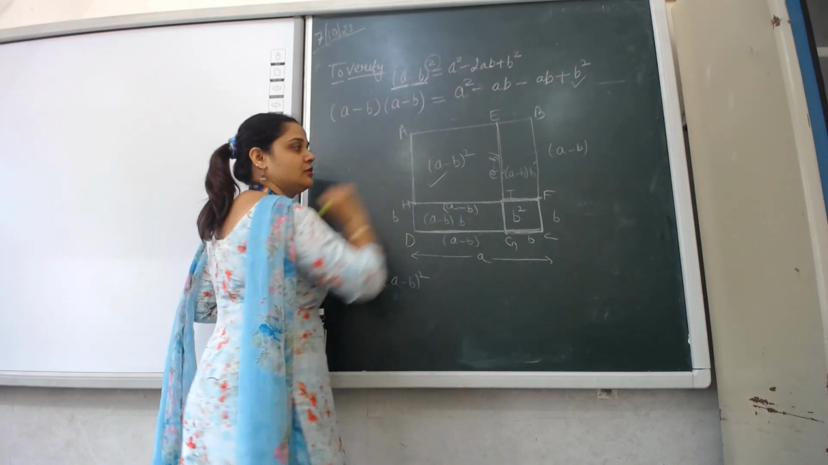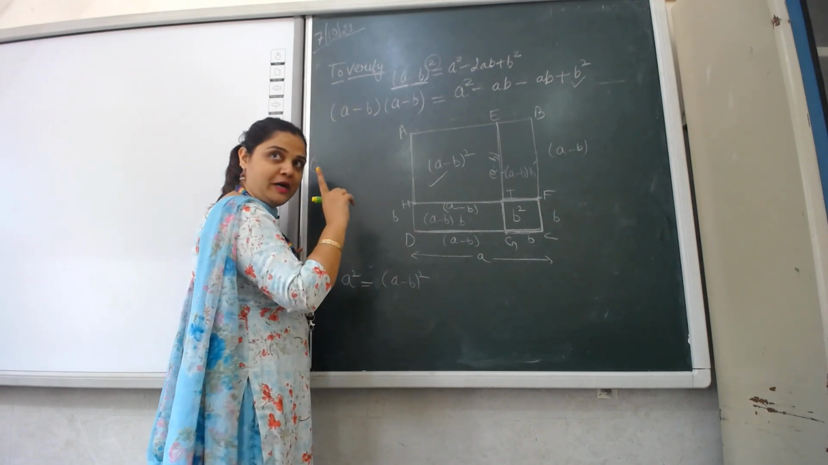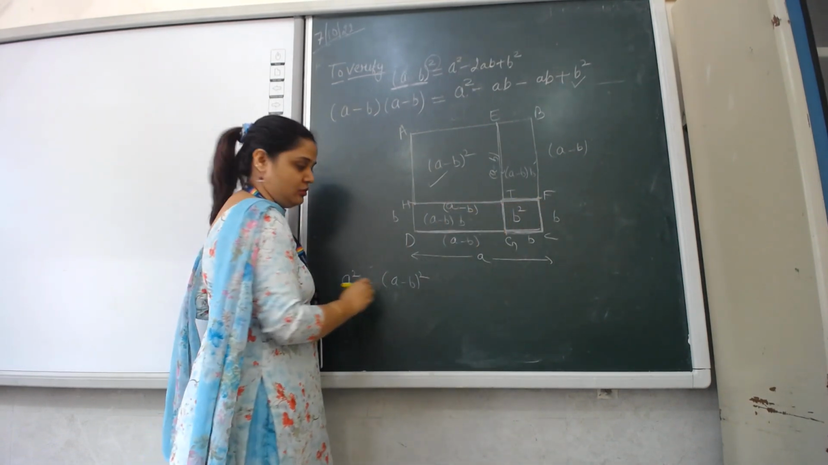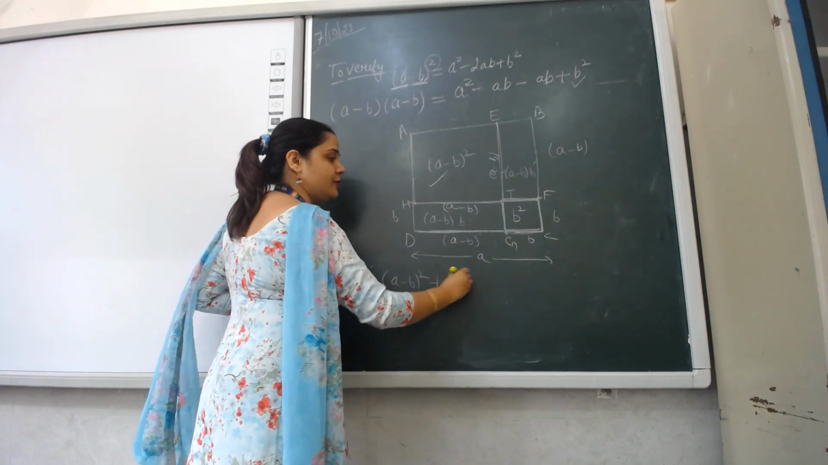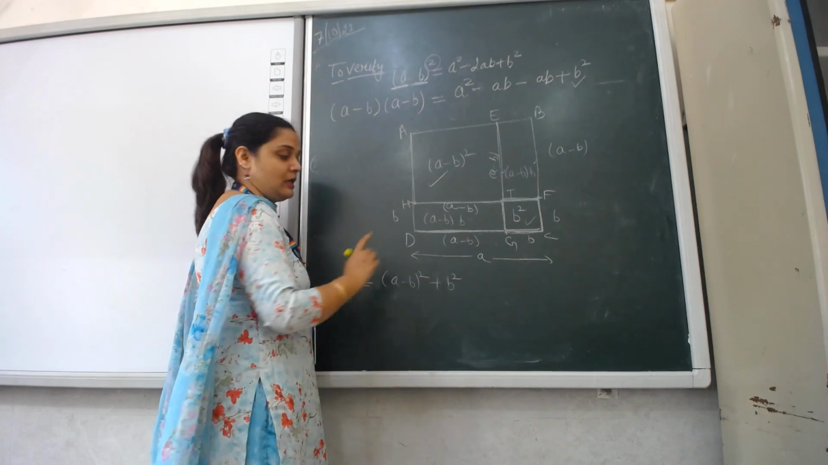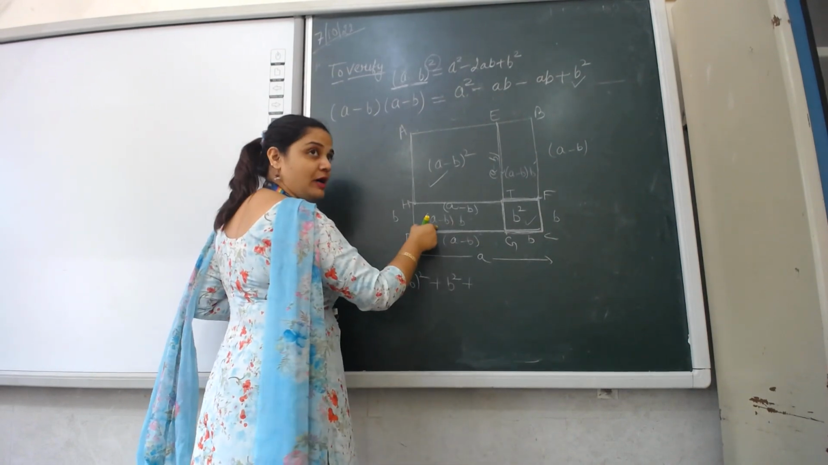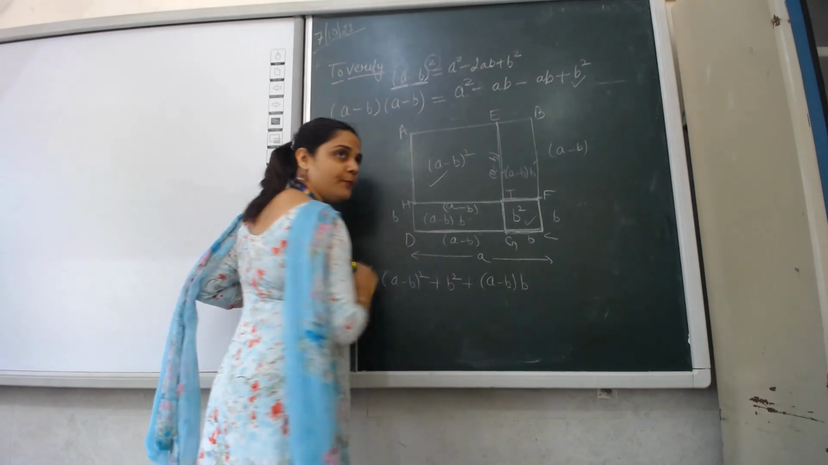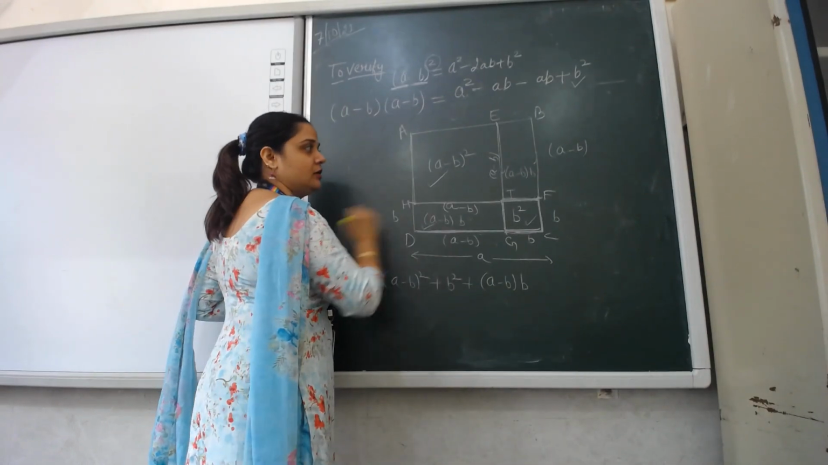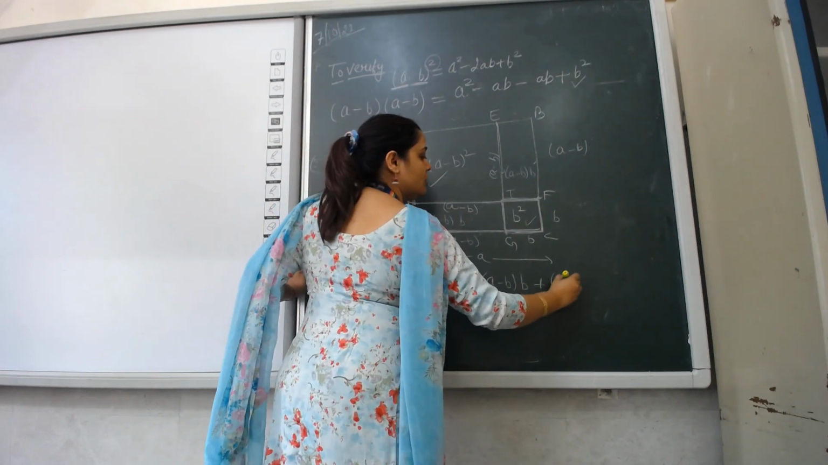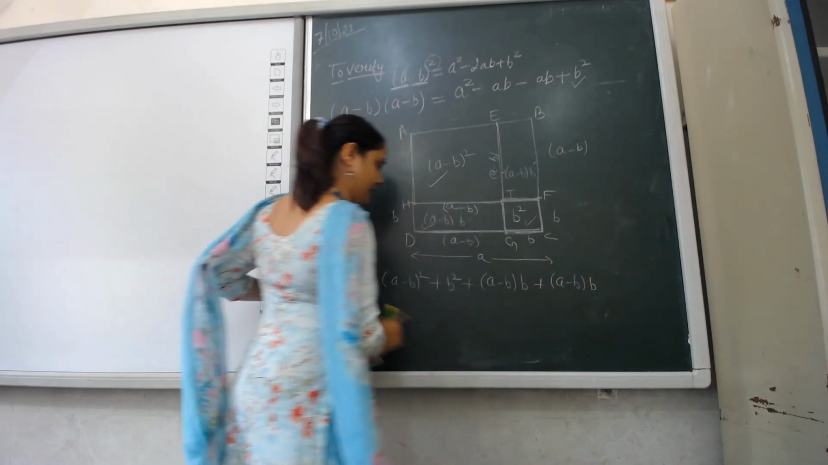Then it is overlapped by IFCG also, that is B square, second part. Then it is overlapped with this part also. What is this? A minus B into B, third part. And this is overlapped by this part also. These four parts together are covering A square, right?